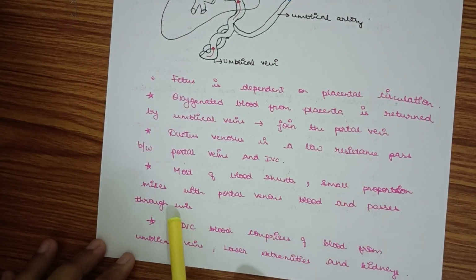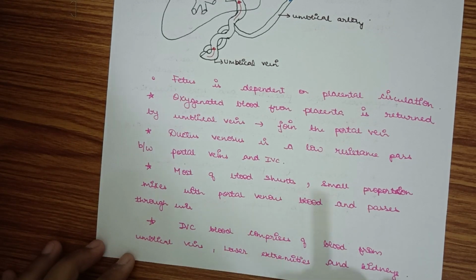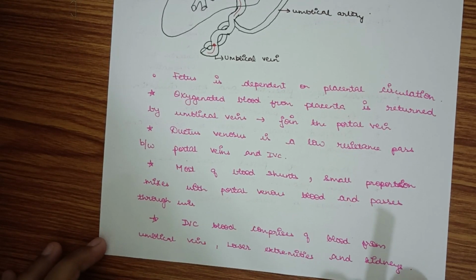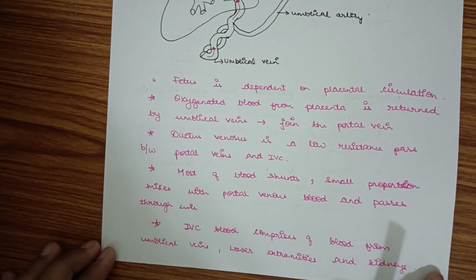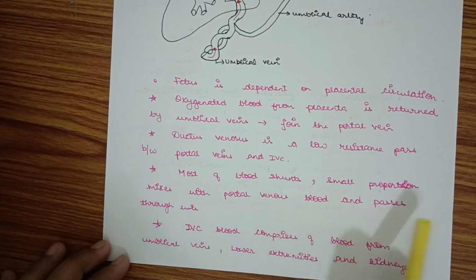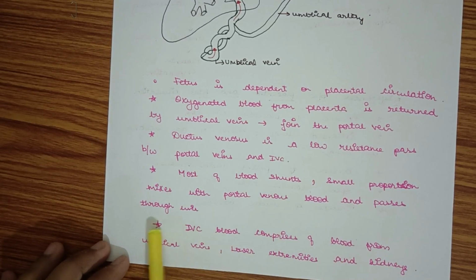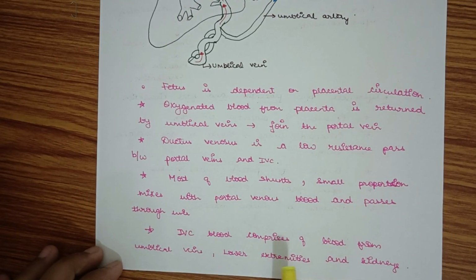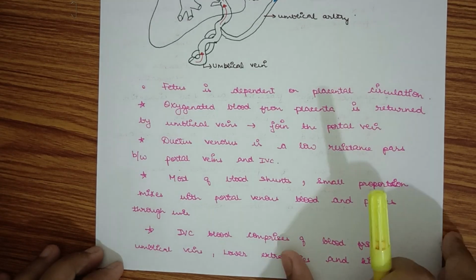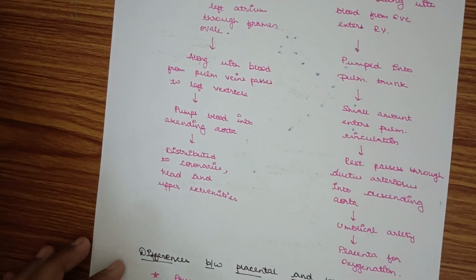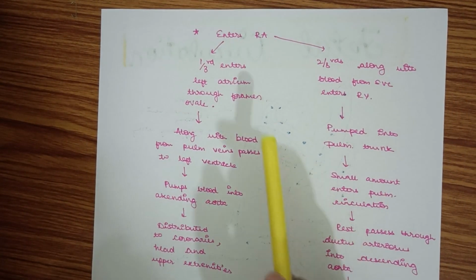Only a small proportion of blood will mix with the portal venous blood and pass through the liver, because we know that the liver is not much functional. So a very small amount of blood will pass through the liver. Most of the blood will be shunted into the inferior vena cava. The inferior vena cava will comprise blood from the umbilical vein, which is the oxygenated blood, and also from the lower extremities and the kidneys, which is the deoxygenated blood. From this, it will now enter the right atrium.